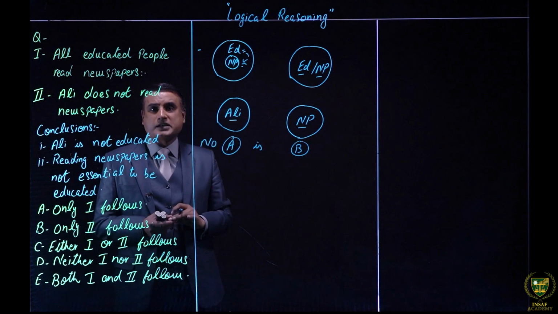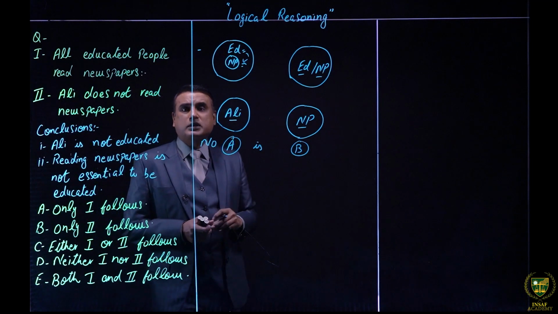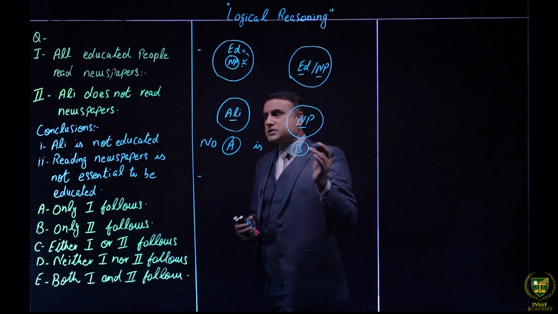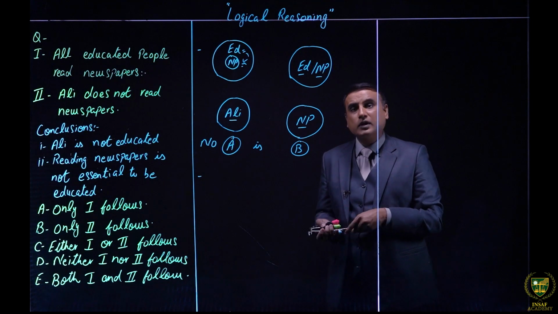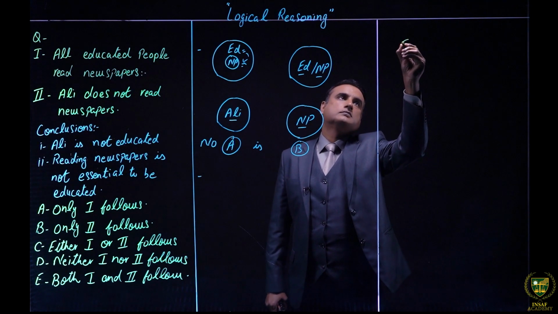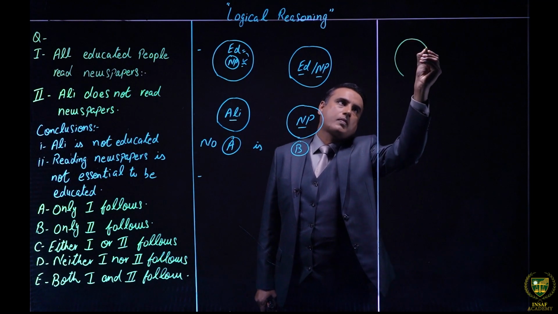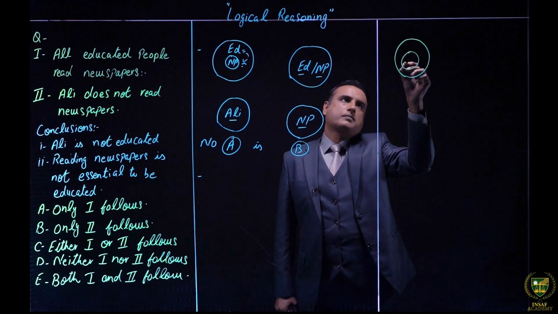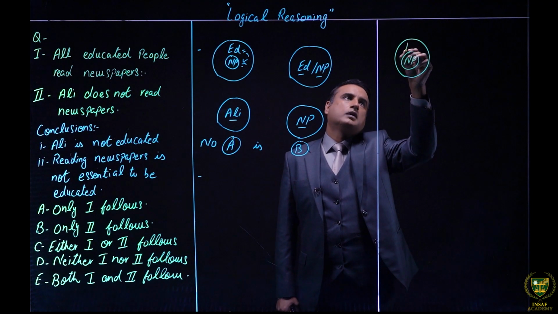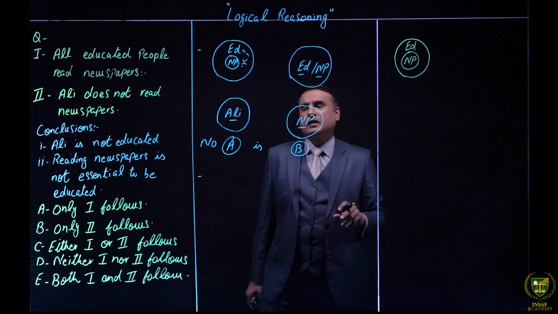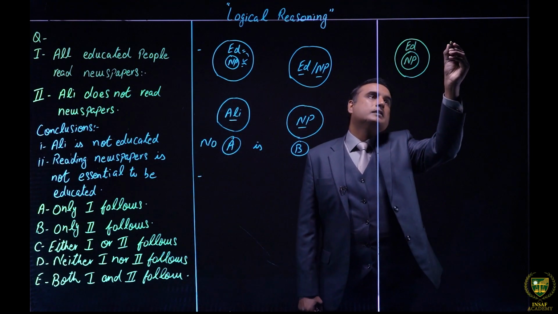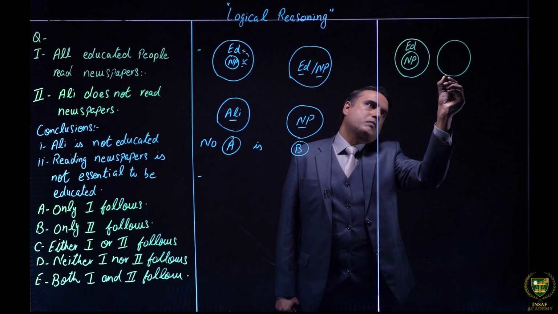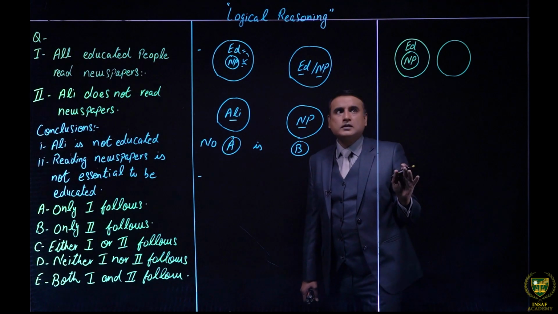I have deliberately chosen that example so that you may know if something emerges out in the paper, you should be able to undo it. So ye hamare ho gaye. Now let's go and combine these two shapes. Now, newspaper, and they are educated people. Now, Ali stays away from it.